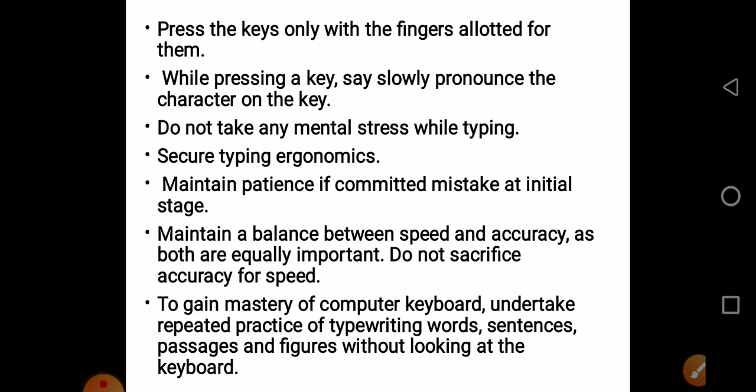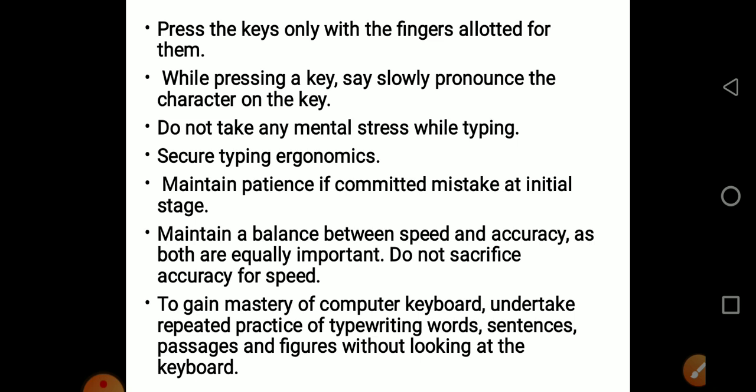Secure typing ergonomics. Do not take any mental stress while typing. Maintain patience if you commit mistakes at the initial stage, because you have got softwares for practicing. When you have softwares, they will tell you the errors also. It will show you the errors, what you have done, what is the timing you have used, everything. It will give you a clear picture in the form of a chart. So you need not worry about whether you have made errors or what errors you have made. In identifying errors, you need not waste your time. When you download a software for typing, the software naturally gives you all details of whatever you have used on the keyboard.